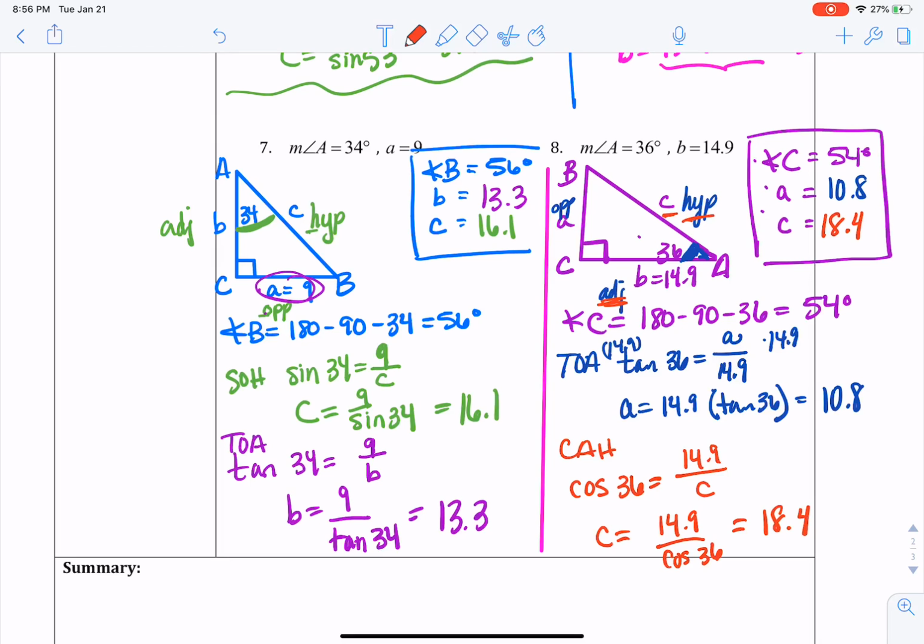So when you're doing this, draw your triangle. Label the angles and then the sides, and then give me the opposite, hypotenuse, and adjacent in relationship to whatever angle you're going to use. Solve for the missing angle, and then you're going to use trig ratios to be able to solve for the missing sides.